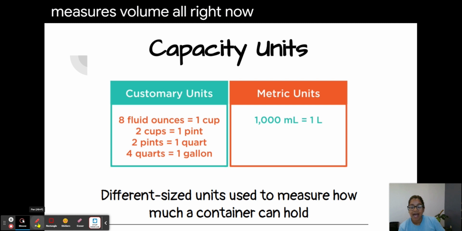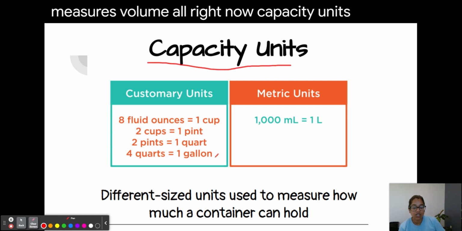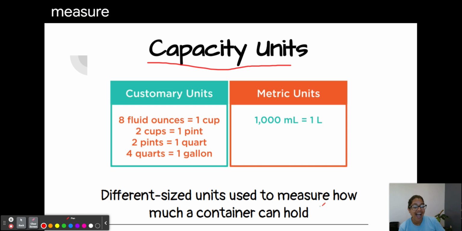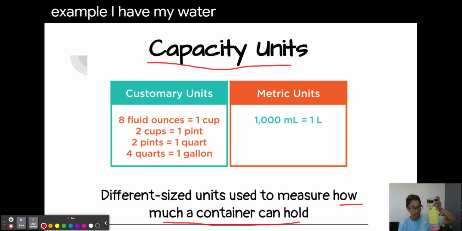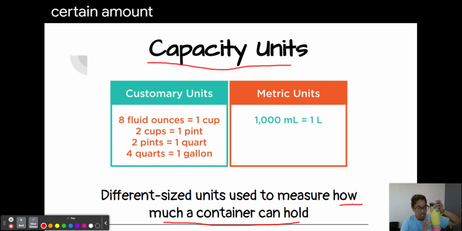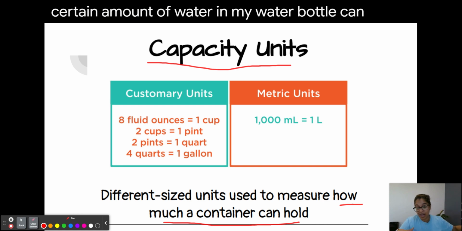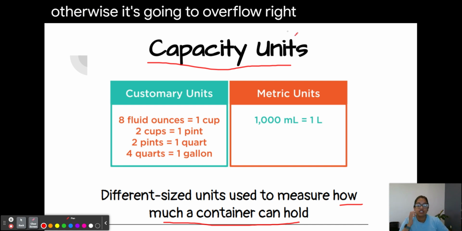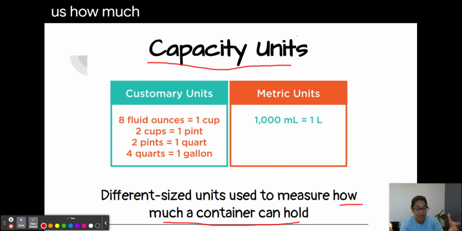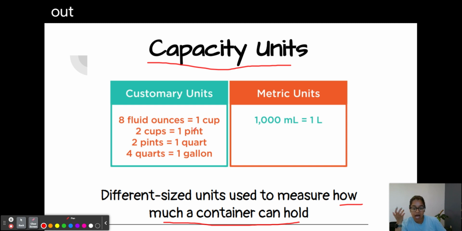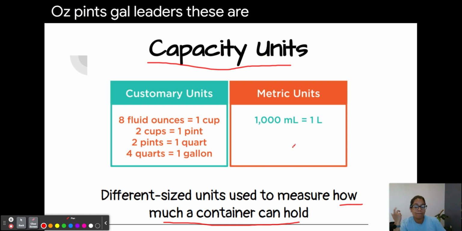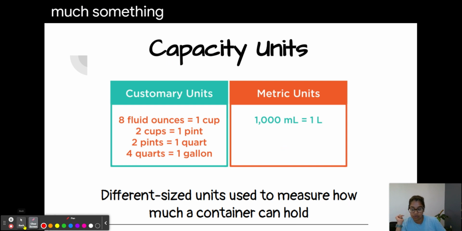All right. Now, capacity units. Capacity units are different size units used to measure how much a container can hold. For example, I have my water bottle over here. This is holding water, but there's only a certain amount of water my water bottle can hold. Otherwise, it's going to overflow, right? So capacity tells us how much something can hold. And we have certain units for that, right? Units such as cups, ounces, pints, gallons, and liters all measure capacity, how much something can hold.